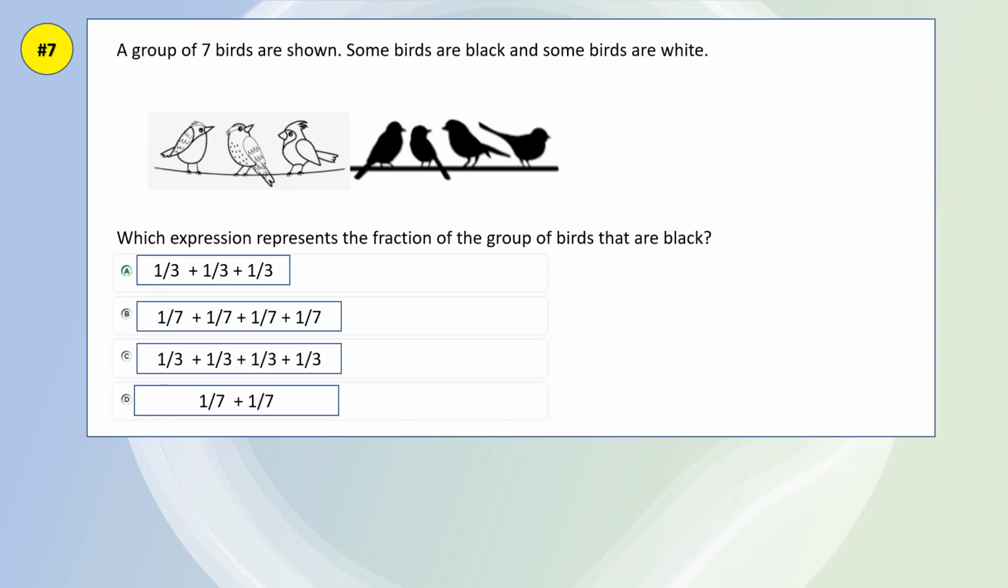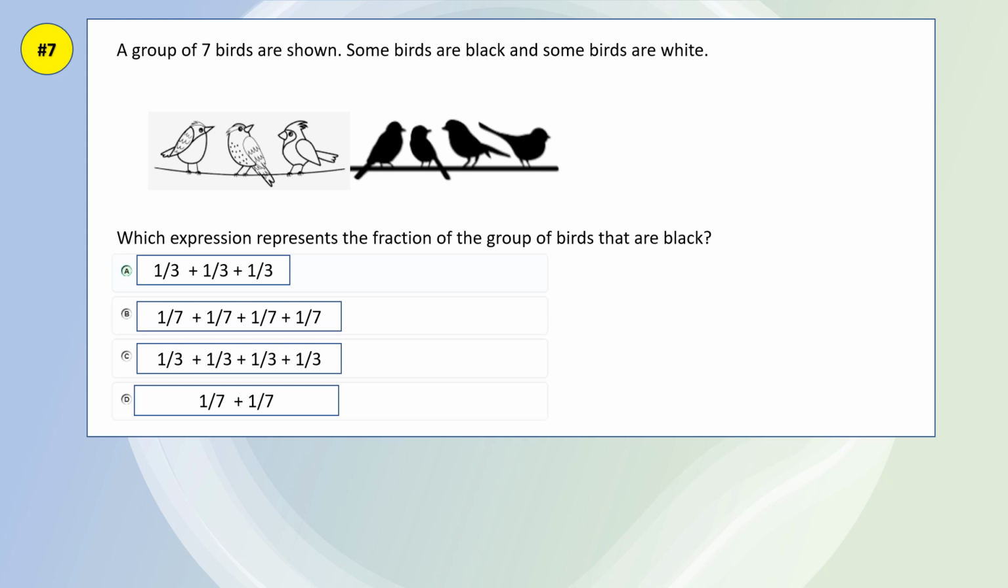Number 7 says a group of 7 birds are shown. Yep, that's 7 birds. Some birds are black and some birds are white. Which expression represents the fraction of the group of birds that are black? All right, so I only want to know how many birds are black, and they want that expressed as a fraction. All right, now we have 7 birds.